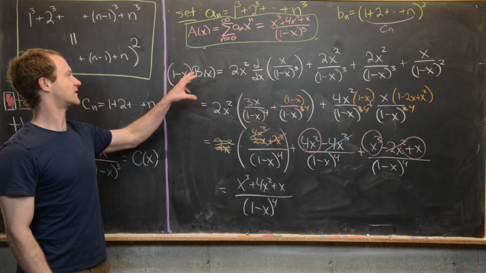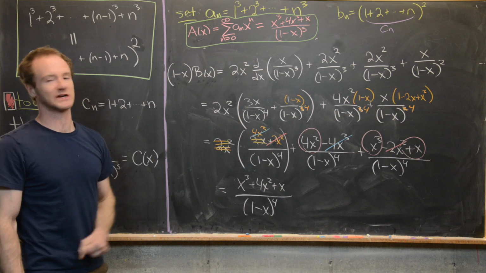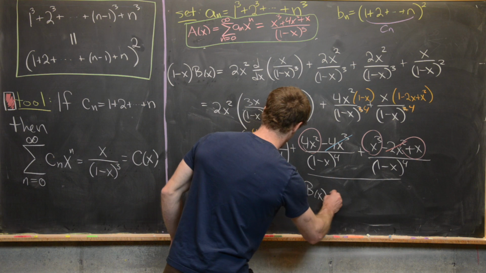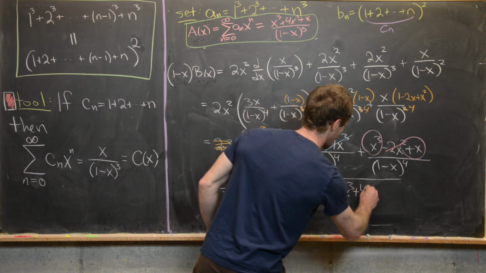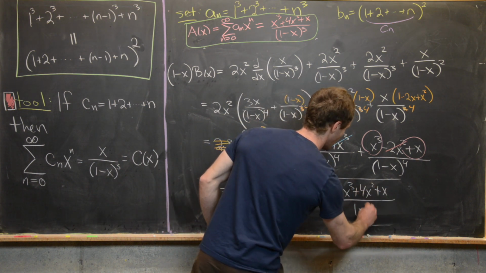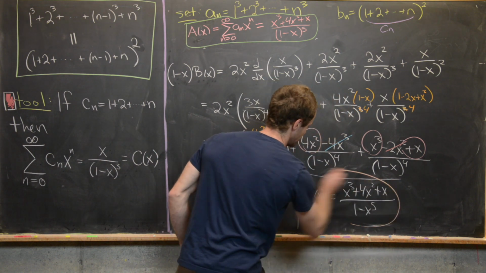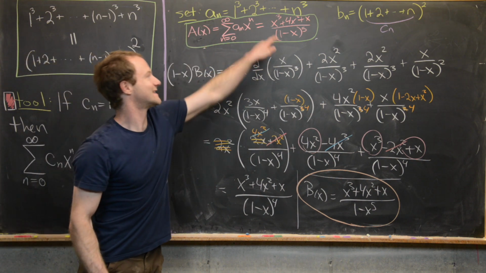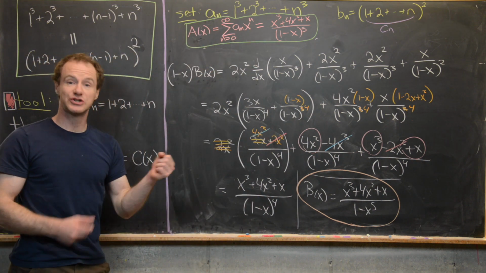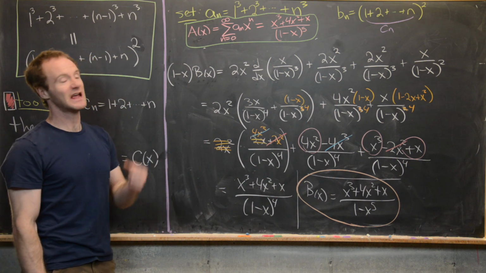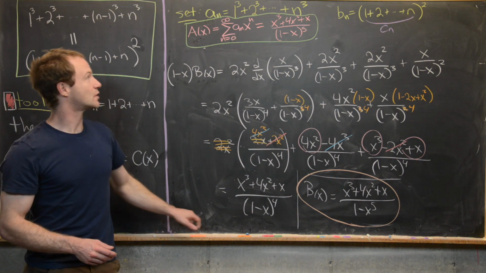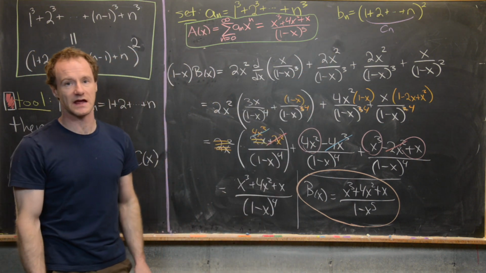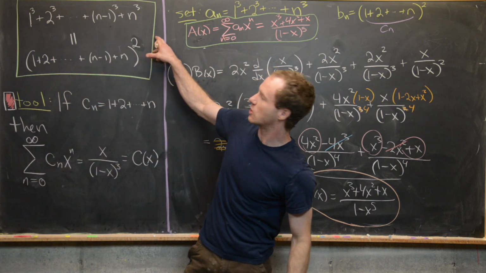But that's not our generating function b of x. That's 1 minus x times our generating function b of x. So that allows us to write b of x as x cubed plus 4x squared plus x over 1 minus x to the fifth. But when comparing that to our generating function a of x, we notice that they are exactly the same. But two sequences have the same generating function if and only if they're the same sequences. So what that tells us is that a of n equals b of n for all values of n. But that's exactly what we wanted to show over here.